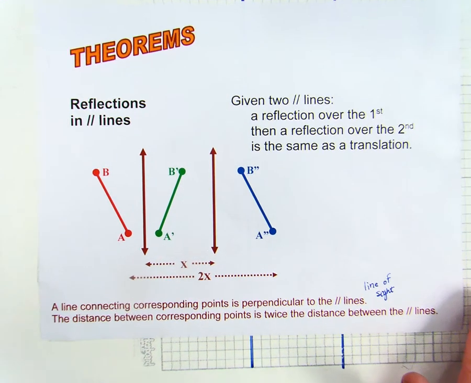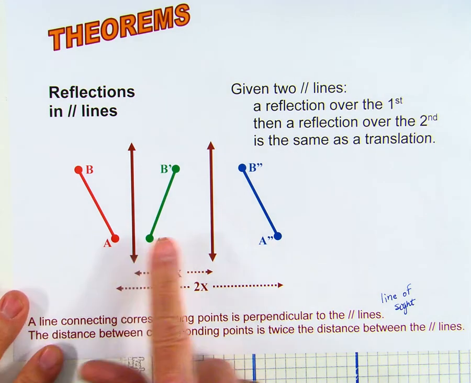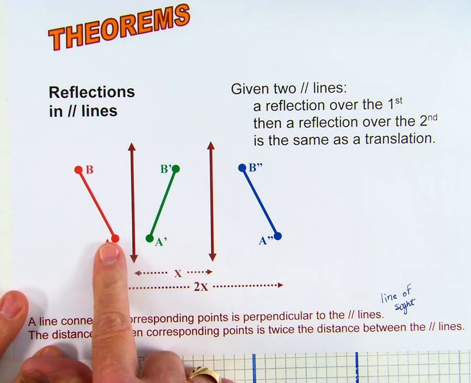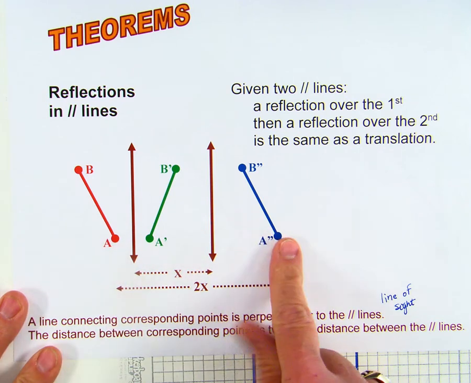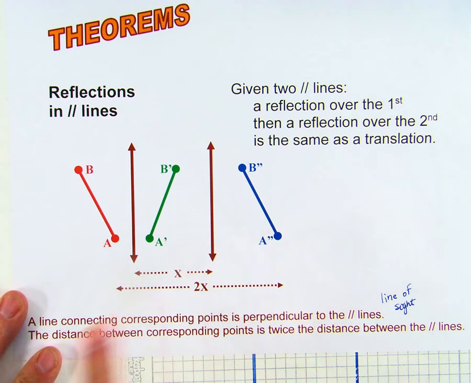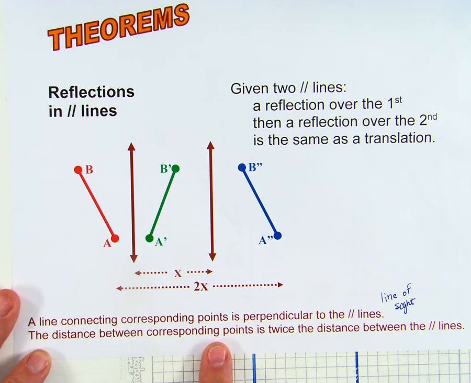Given two parallel lines, a reflection over the first, then a reflection over the second is the same as a translation from the original to the second copy. A line connecting corresponding points is perpendicular to the parallel lines, and the distance between corresponding points is twice the distance between the parallel lines.